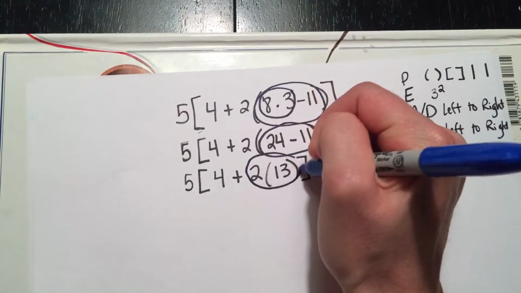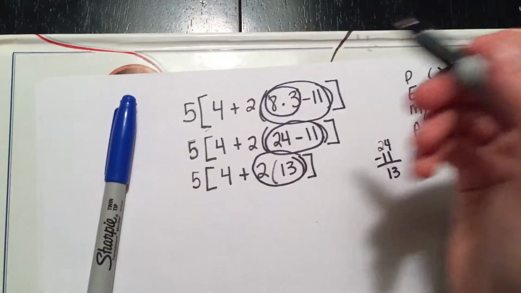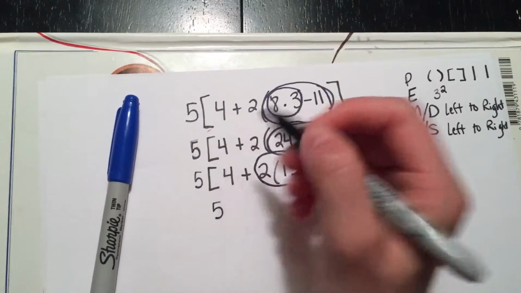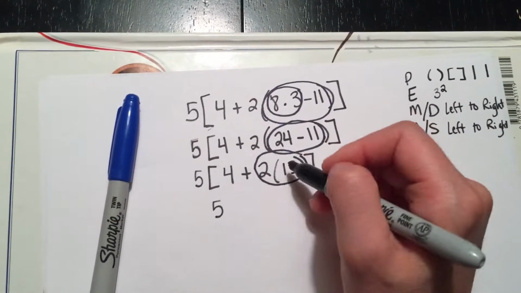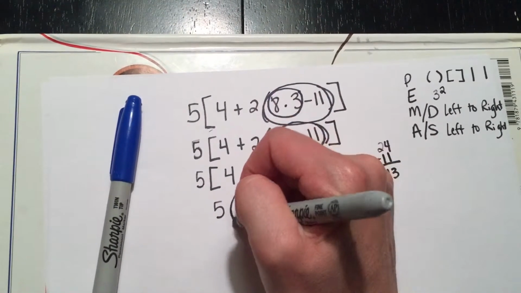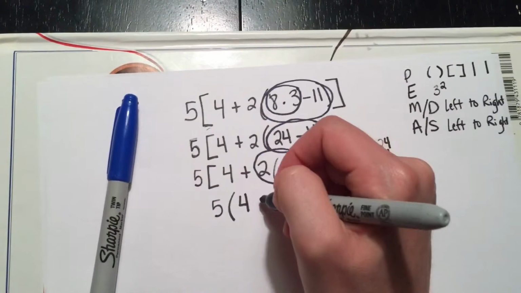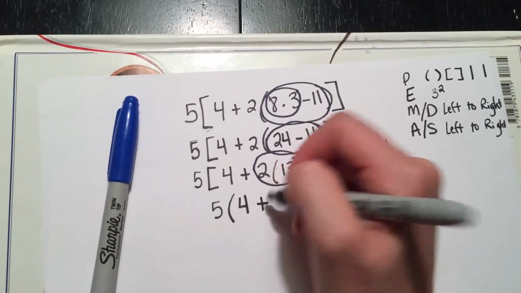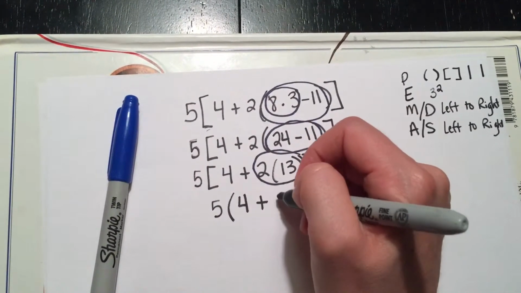So let me circle it with my color. And now I'm going to rewrite. Now, because I'm getting rid of the parentheses, I can now change these brackets back down to parentheses because I don't have any other parentheses. So 2 plus 13 is 26.